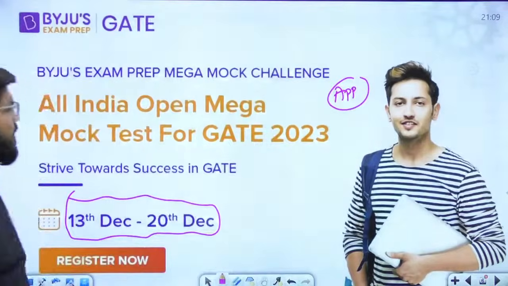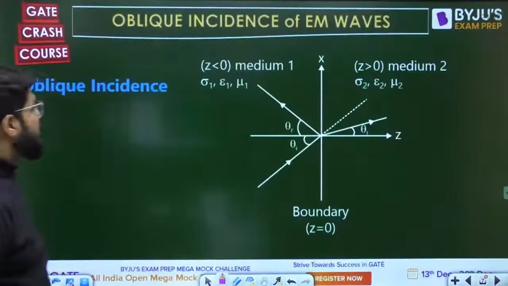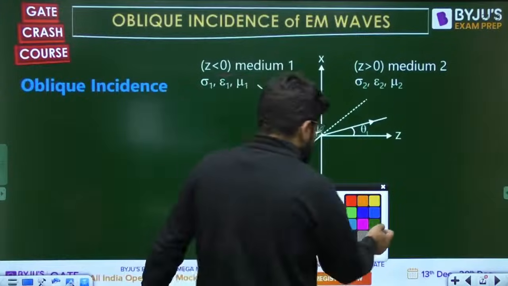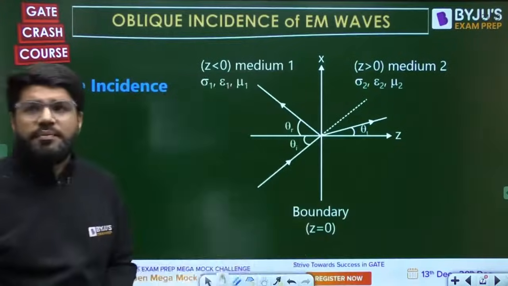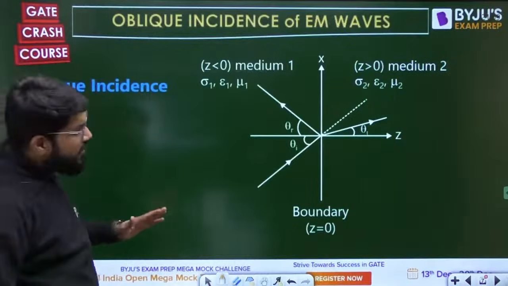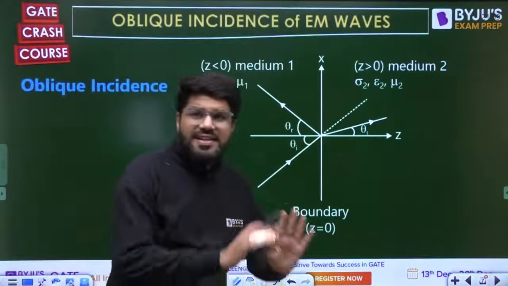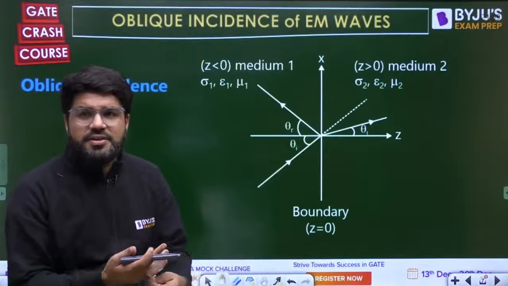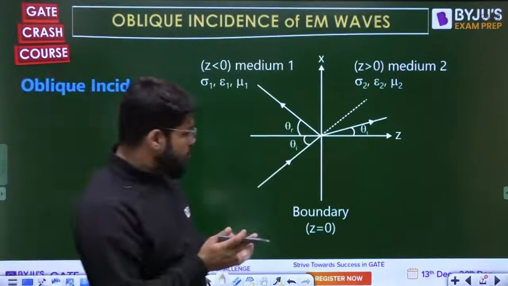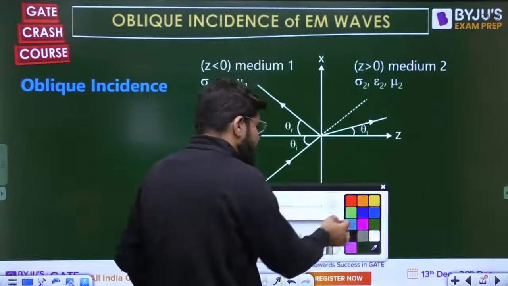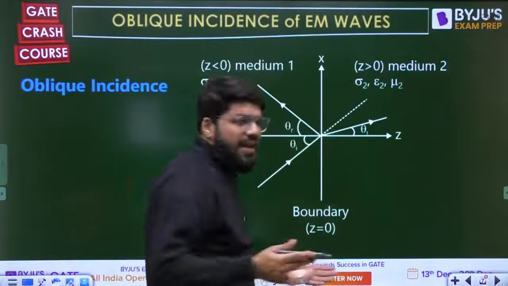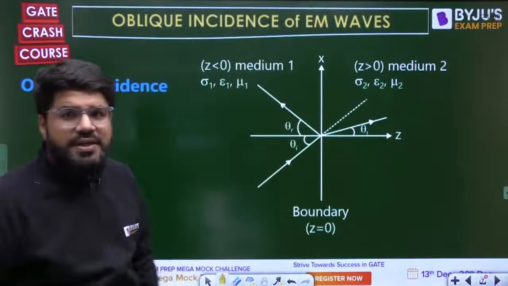Just don't worry, okay? So guys, let's get started with the oblique incidence quickly. Now, as I was giving you the brief, when a wave is traveling in a certain medium. Now let's understand this whole picture first of all. So I have a boundary which I'm assuming; there can be any boundary, but let's have a reference to understand this.